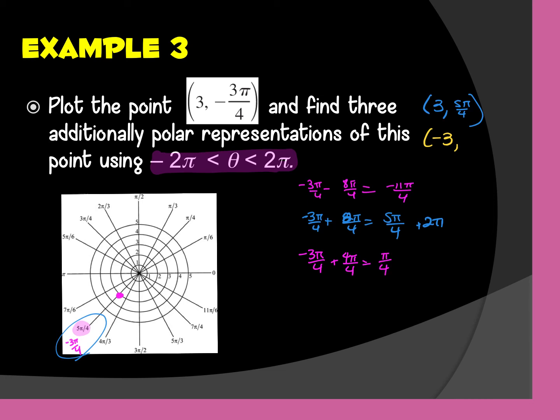That falls between negative 2 pi and positive 2 pi, so I could keep it. If I add 2 pi again, it's going to be too big. But my other option is take that negative 3 pi over 4 and subtract an odd multiple of pi, which would be 4 pi over 4. Negative 7 pi over 4 is bigger than negative 2 pi, so I also can keep that one. Change the r. Negative 7 pi over 4.